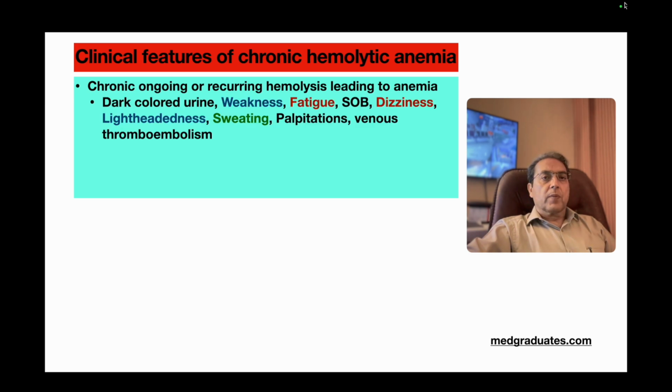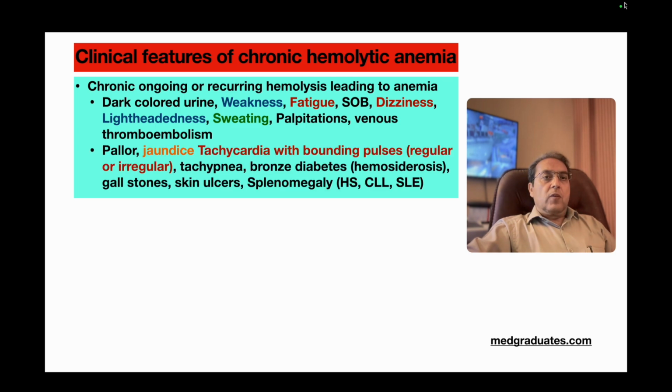The patient may have dark colored urine, weakness, fatigue, shortness of breath, dizziness, lightheadedness, sweating, palpitations, and there may be venous thromboembolism in some situations, for example, PNH. Then on examination you find pallor, there may be jaundice, tachycardia with bounding pulses, tachypnea, and bronze diabetes because of the repeated transfusion in some patients, resulting in an iron overload situation called hemosiderosis. There may be gallstones, particularly in patients with hereditary spherocytosis, and there may be skin ulcers in patients having sickle cell disease. There may be splenomegaly, especially in hereditary spherocytosis, chronic lymphocytic leukemias, and SLE patients.